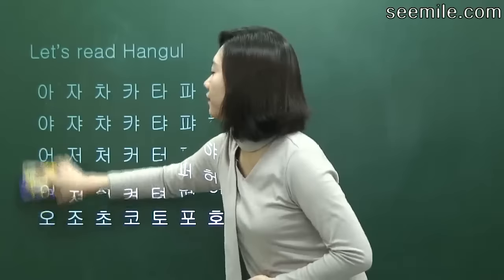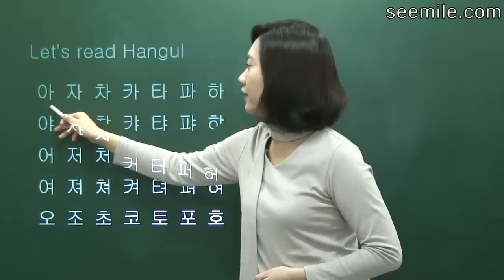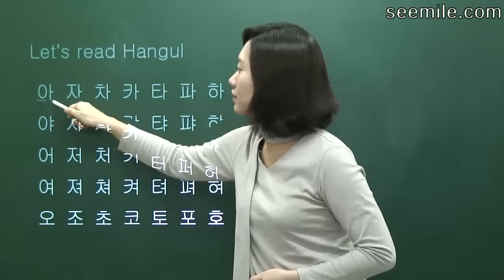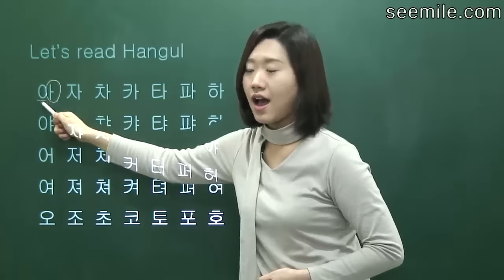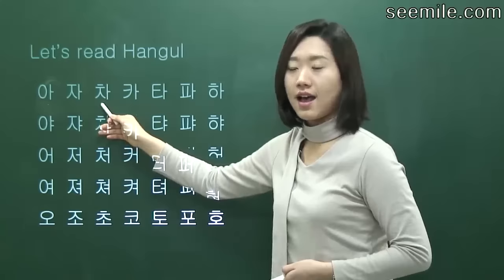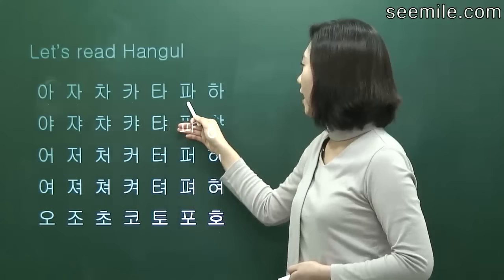It's 아, 아. This syllable is composed of vowel only. They sound like a circle. These consonants do not have phonetic value. Just the vowel is pronounced. So it's a, a. So, 아, 자, 차, 카, 타, 파, 하.